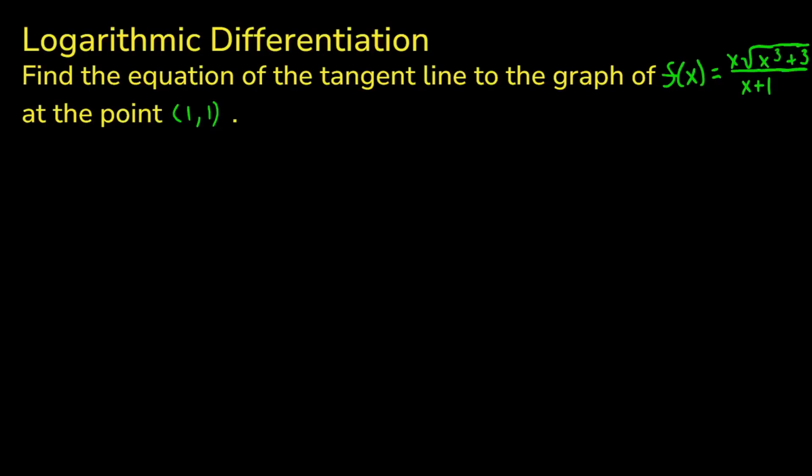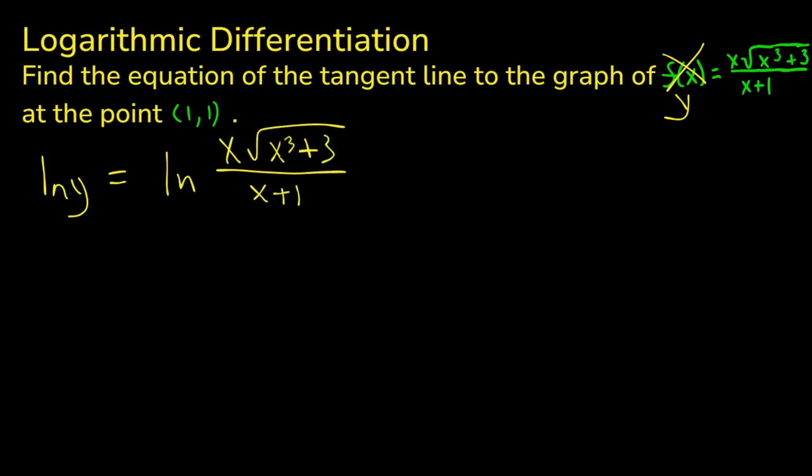So we want to find the equation of the tangent line of the graph of f at the point 1, 1. This again is a candidate for logarithmic differentiation because the function is very complicated. You have a quotient rule, chain rule, and product rule all in one, and the logs would take care of all of that. So instead of f of x, you can rewrite it as y. And so we'll natural log both sides, then expand the right side.